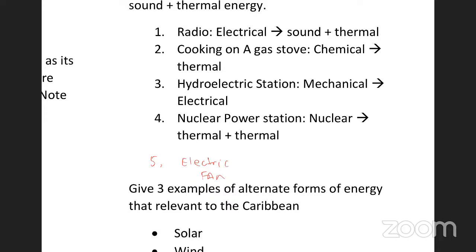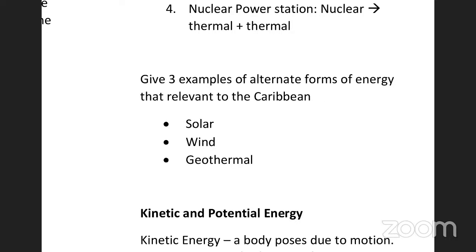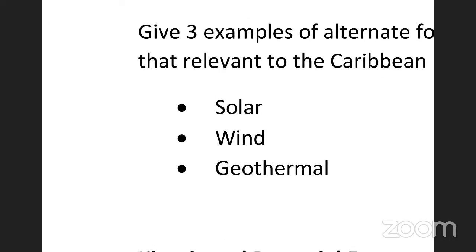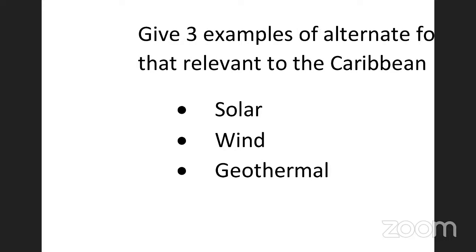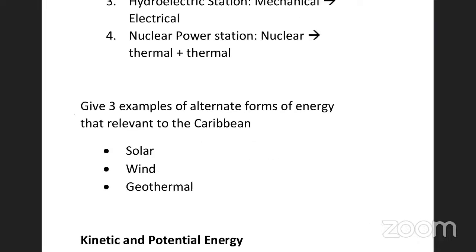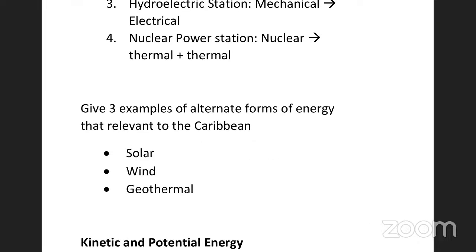All right. Next thing we have to look at, we have to look at two main types of energy. Oh, by the way, your homework. You have to write how these three types of energy could be of benefit to the Caribbean, right? That's your homework. Solar energy, why is it a useful alternate form? Wind and geothermal.